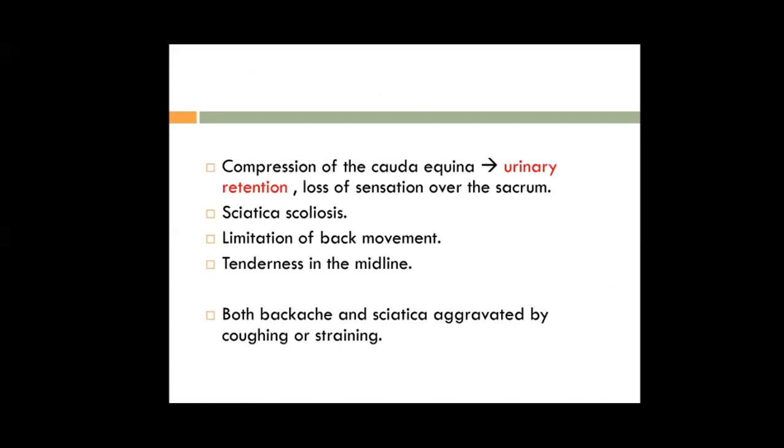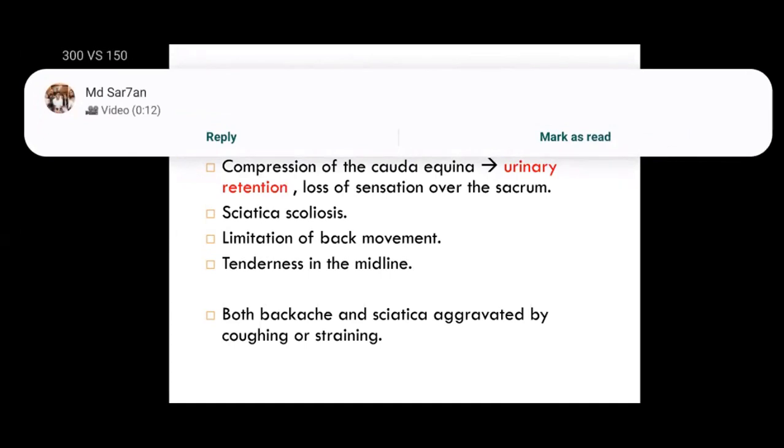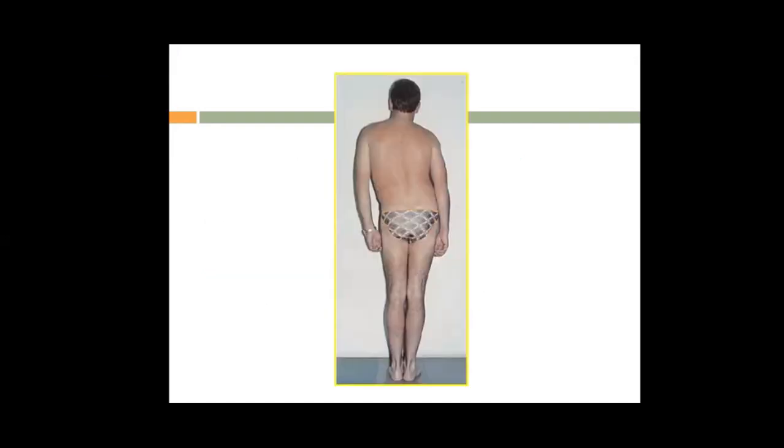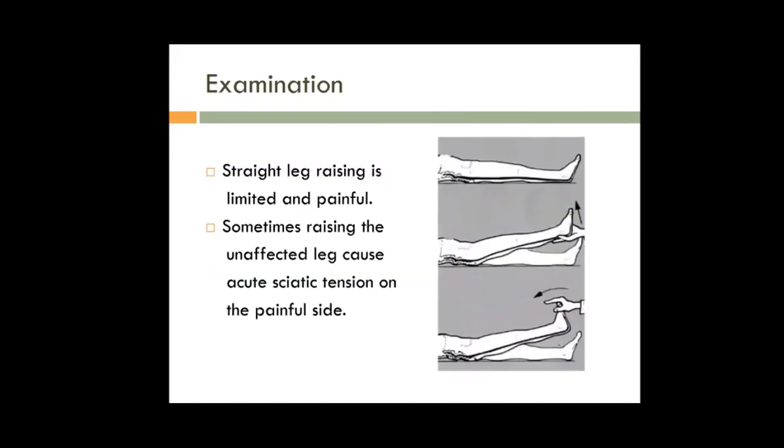Okay? Compression of the cauda equina will cause the cauda equina syndrome that presents with urinary retention, and after that, loss of continence, loss of sensation over the sacrum and the perineal area. Some patients present with something that we call sciatic scoliosis because of the certain position that the patient attains to decrease the nerve root irritation, and they will have limitation of back movement, ache, and sciatica. They are aggravated by coughing or sneezing. This certain position is what we call sciatic scoliosis.